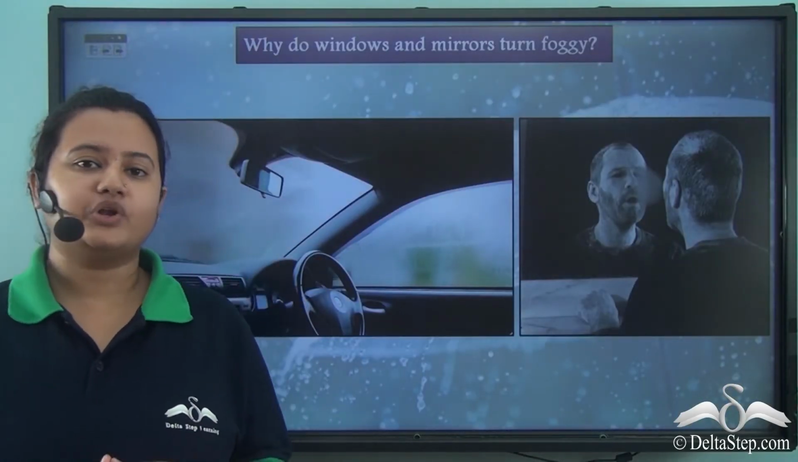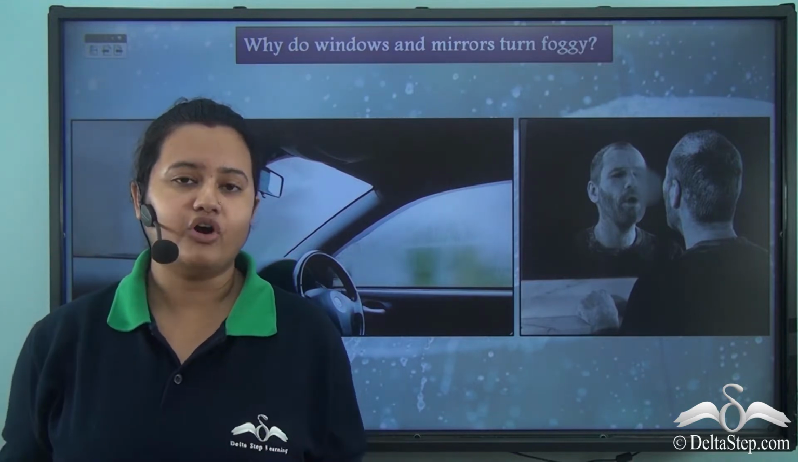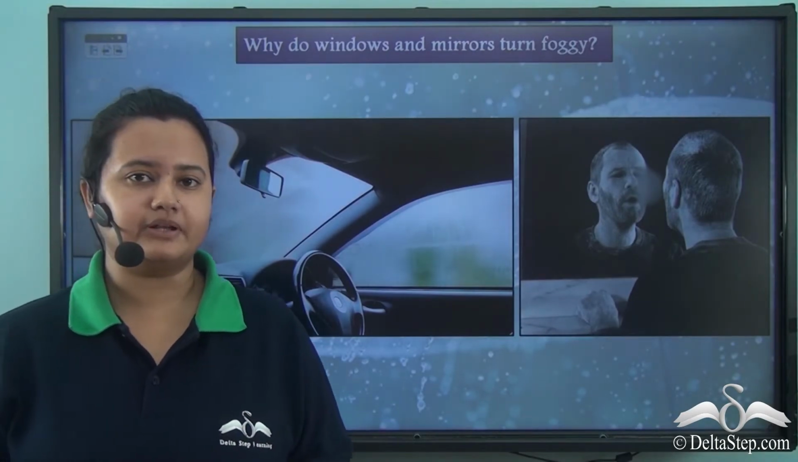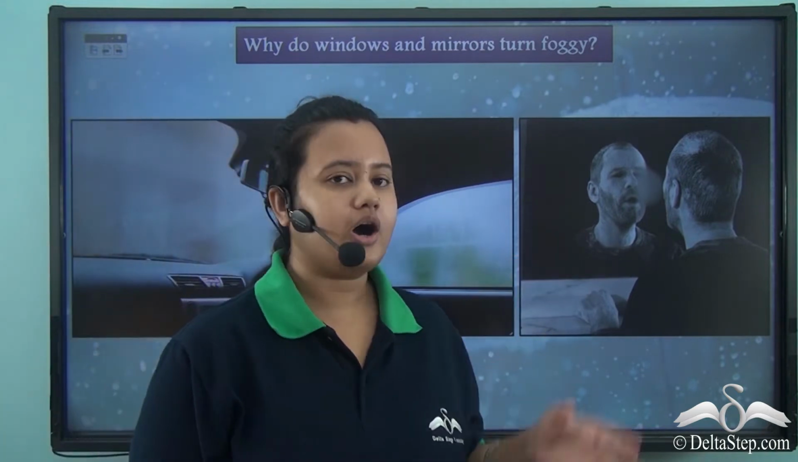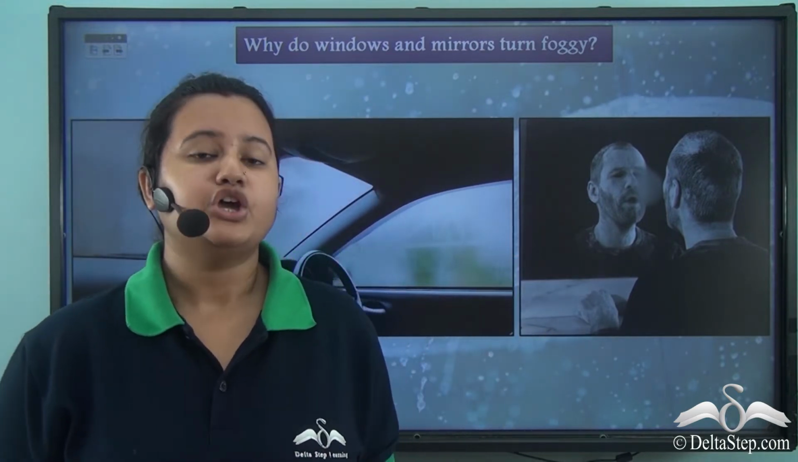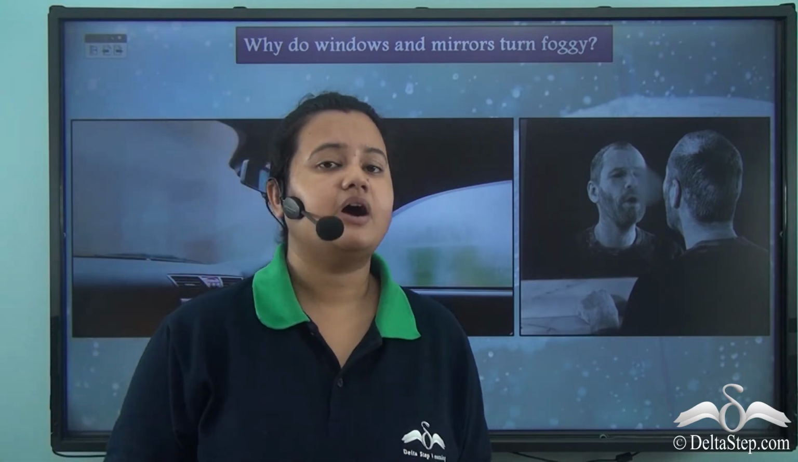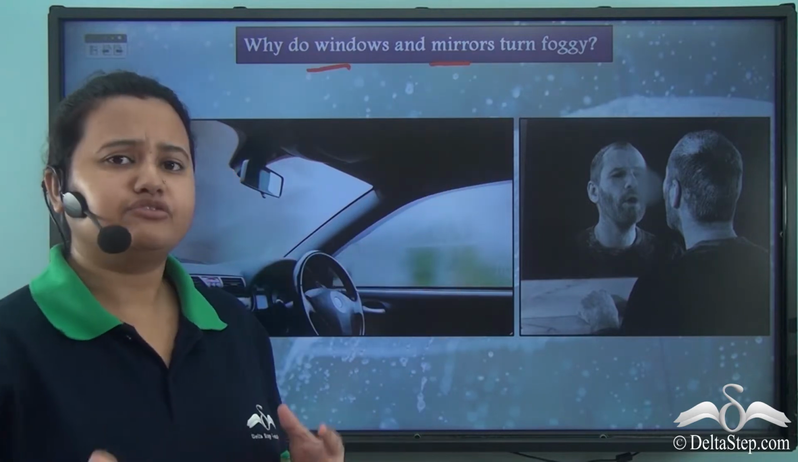You must have noticed that the windows of a car turn foggy and become hazy. It so happens that hardly anything is visible. A similar phenomenon occurs if you blow out air on a mirror. You will find that the mirror will turn foggy. Now, why do the windows and mirrors turn foggy?